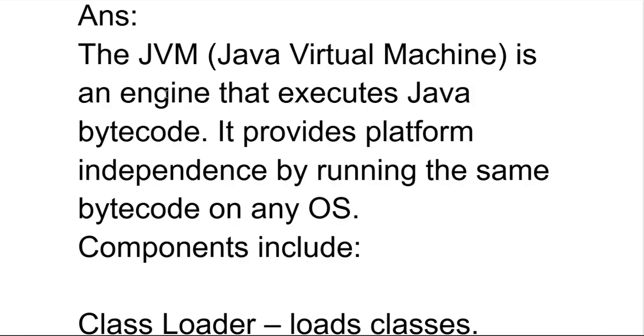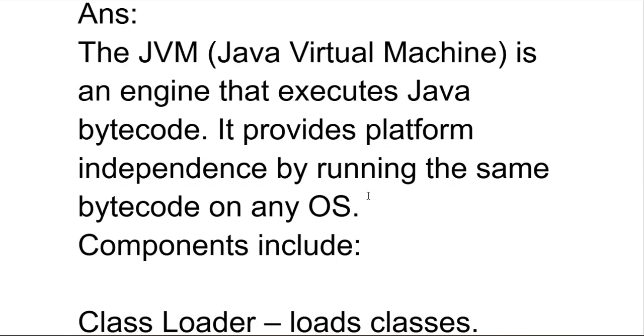After the compilation, we get the bytecode and it can be run easily on any operating system. This is the bytecode that can be run easily, so it provides platform independence. And so JVM helps provide platform independence, so that it can run on any type of operating system.